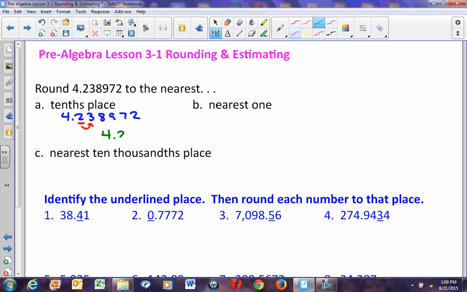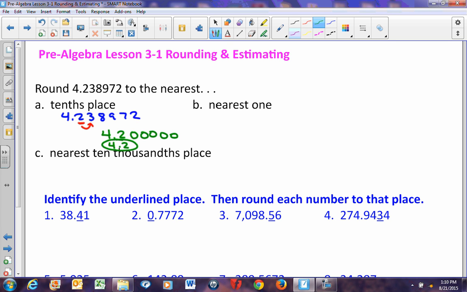So it's 4.2. And I can put a 0 in all those places, or I can just leave it as 4.2. I have to have a digit in the tenths place because they asked me to round to the tenths place. But once I've rounded to the tenths place, if everything after the tenths place is a 0, I don't have to write in all those zeros. As long as I have a number in the place value I was asked to round to, I don't have to have any of those extra zeros.